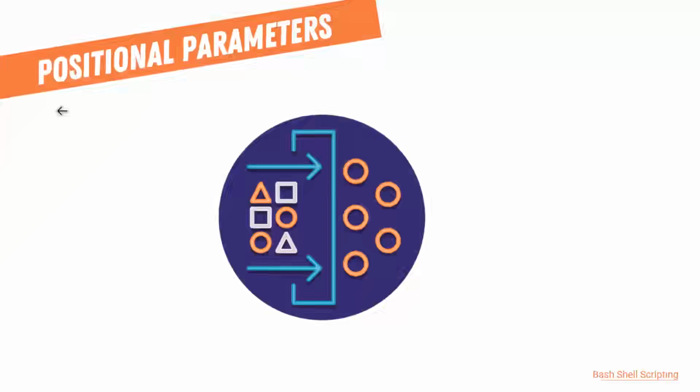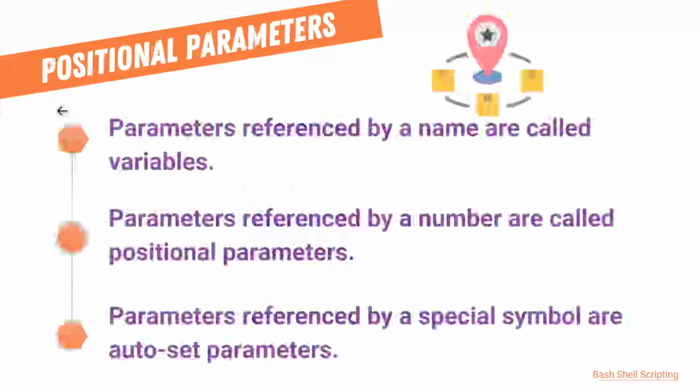There are some predefined parameters, aka positional parameters, that store the arguments of the script. By the way, a parameter is an entity that stores values. It can be a name, a number, or one of the special characters we'll talk about later on. Parameters referenced by a name are called variables.